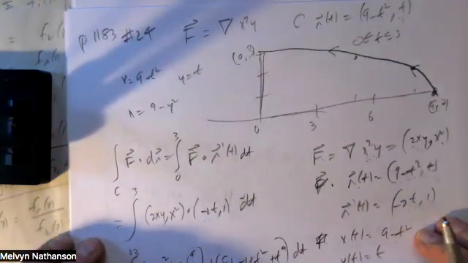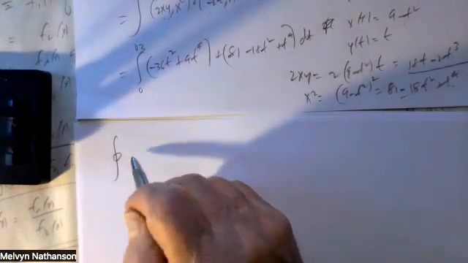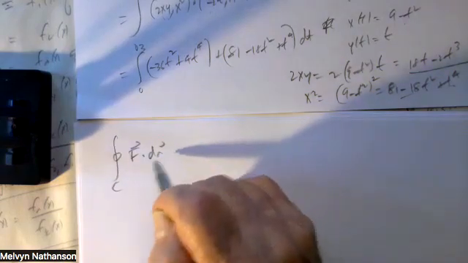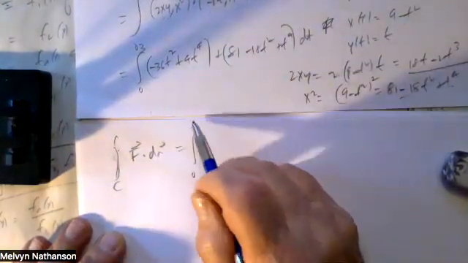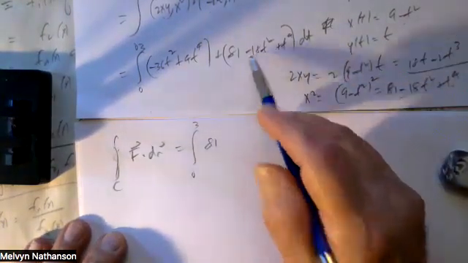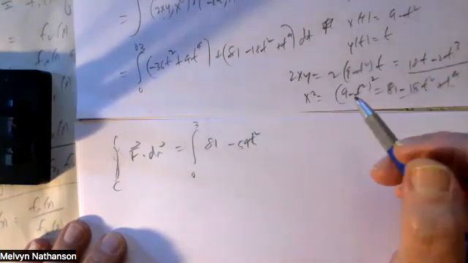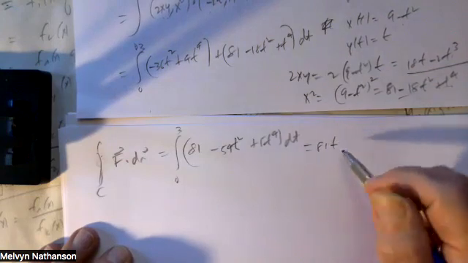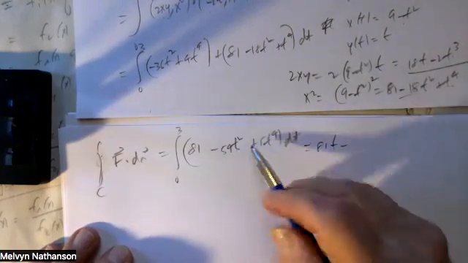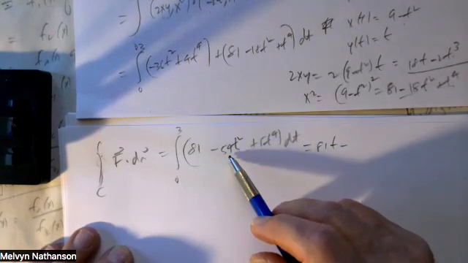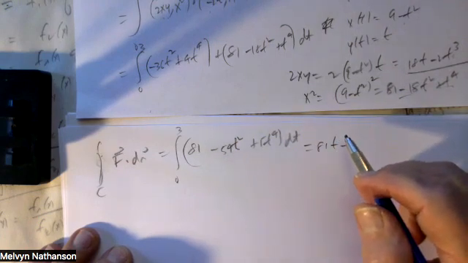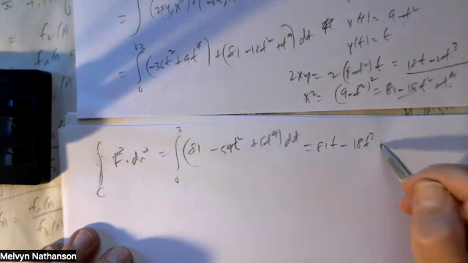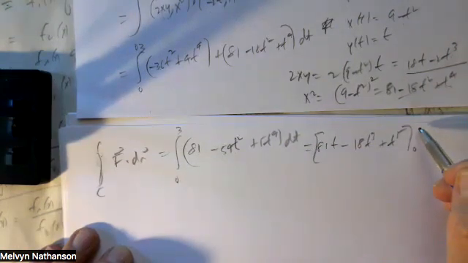So if I did the arithmetic correctly, which I'm certainly not willing to guarantee, we have the integral around this curve of F dot dr. It's not around a closed curve, it's just a line integral. It's the integral from 0 to 3 of 81 minus 54t squared plus 5t to the fourth dt. So this is 81t minus 54 times 1/3 t cubed, 54 over 3 is 18, 18t cubed plus t to the fifth, evaluated from 0 to 3.